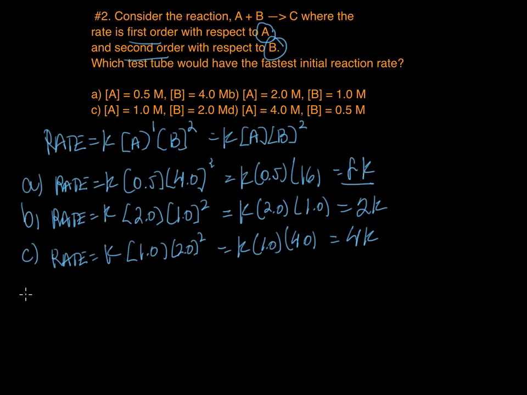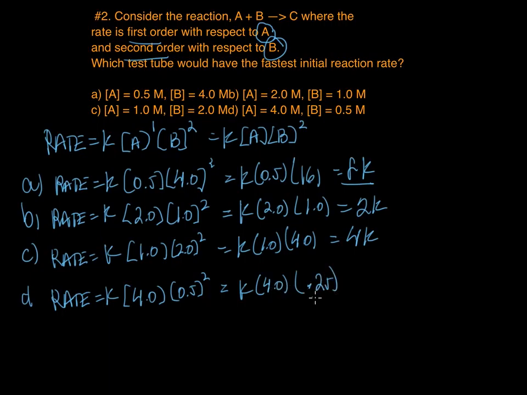Let's plug in D. Rate is equal to K times A, which is 4, times 0.5 squared. So that's K times 4.0. Okay. And what's 0.5 times 0.5? That's 0.25. Okay, or 1/4. So 0.25 times 4 is 1. 1 times K. Okay, or just K. So it looks like 8K, whatever K is, is going to be the largest. So the correct answer here is A.